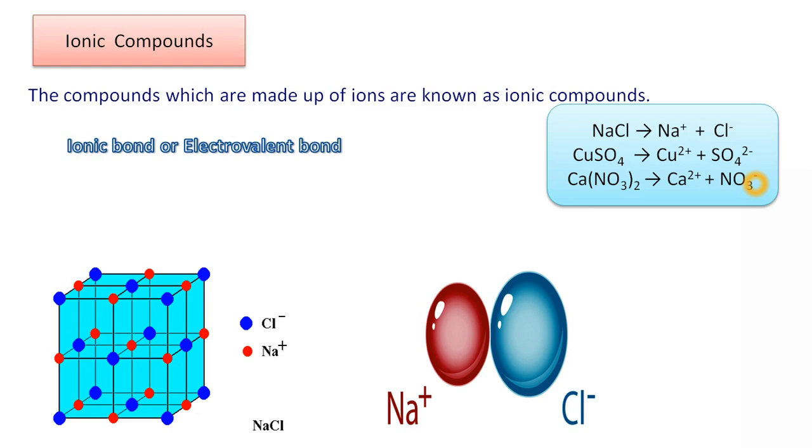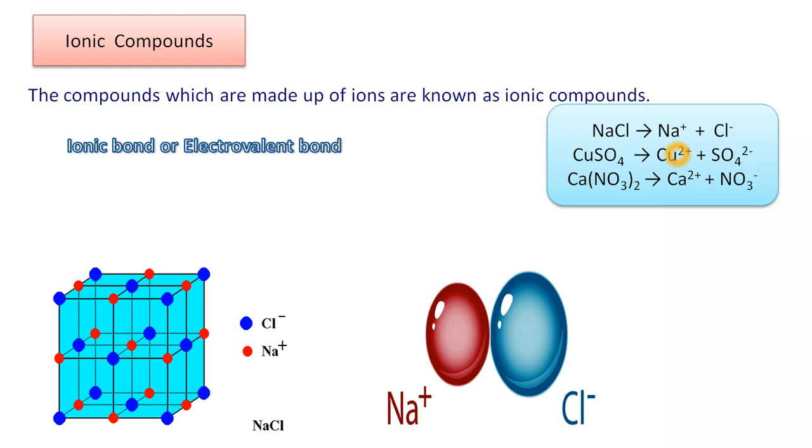Calcium is a metal, nitrate is a non-metal, sodium is a metal, chlorine is a non-metal. So every ionic compound is made of metal and non-metal except ammonium chloride. Ammonium chloride is an ionic compound, but it is made of only non-metals. Ammonium is a non-metal and chlorine is also a non-metal. So whenever you see a compound made of a metal and a non-metal, then that is an ionic compound.